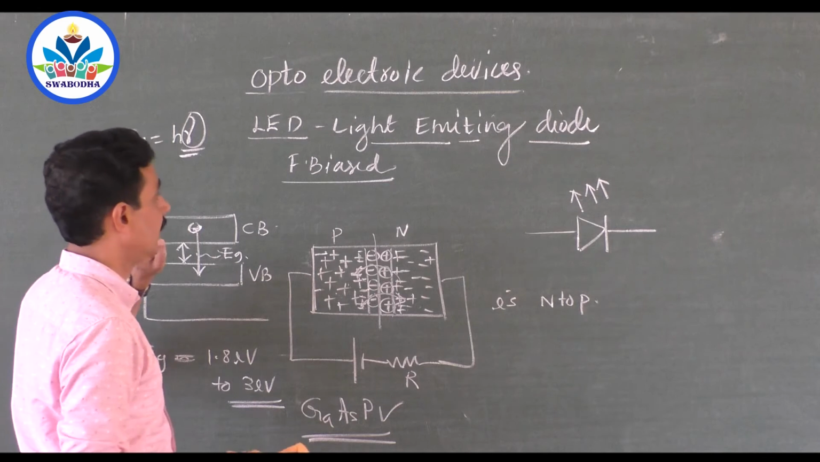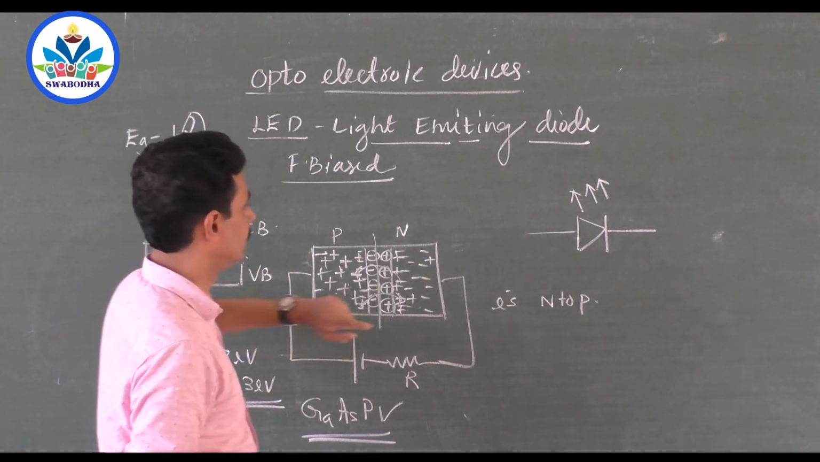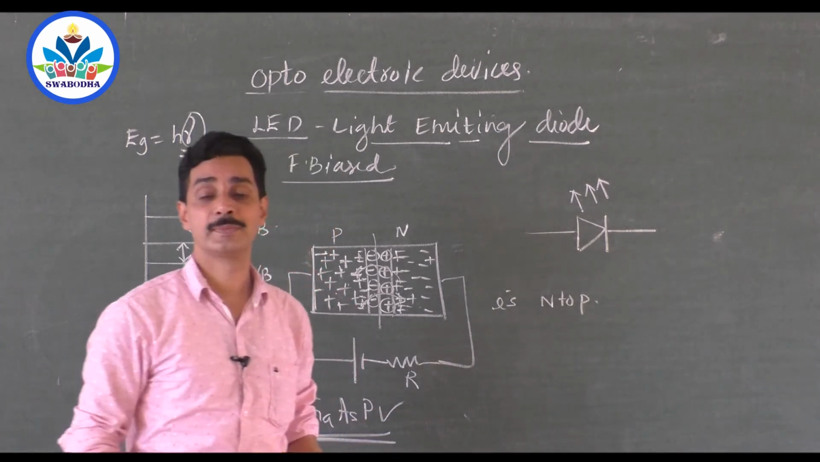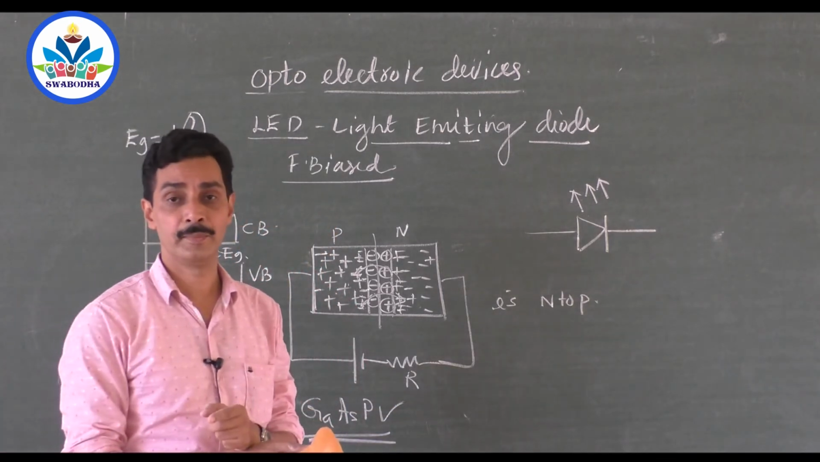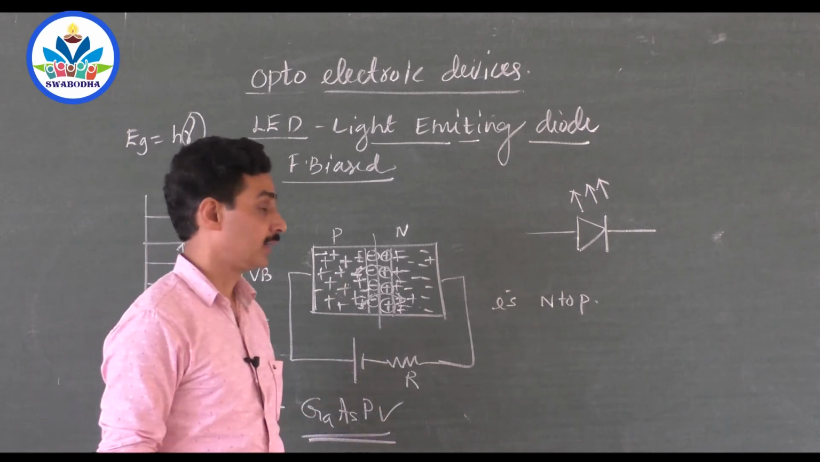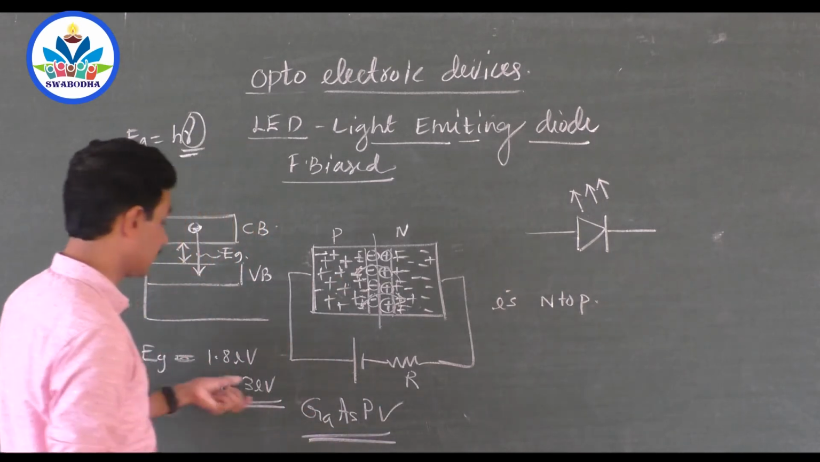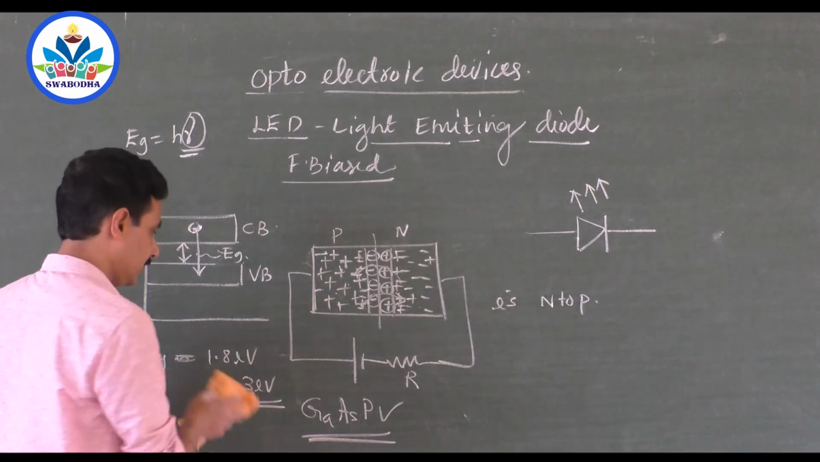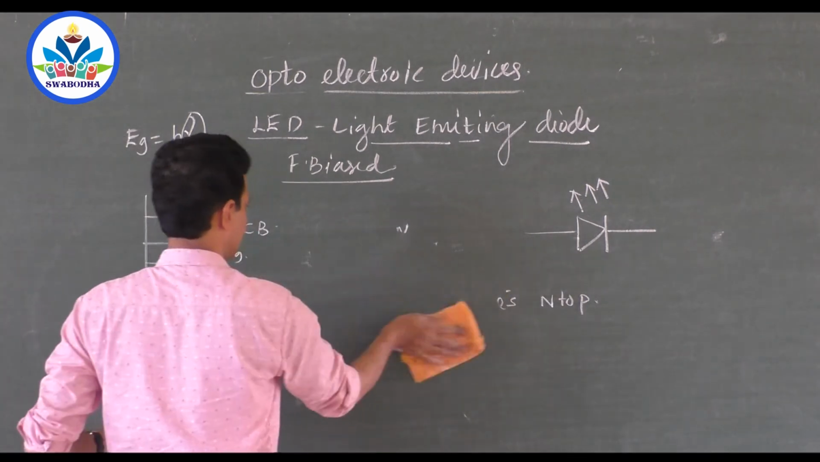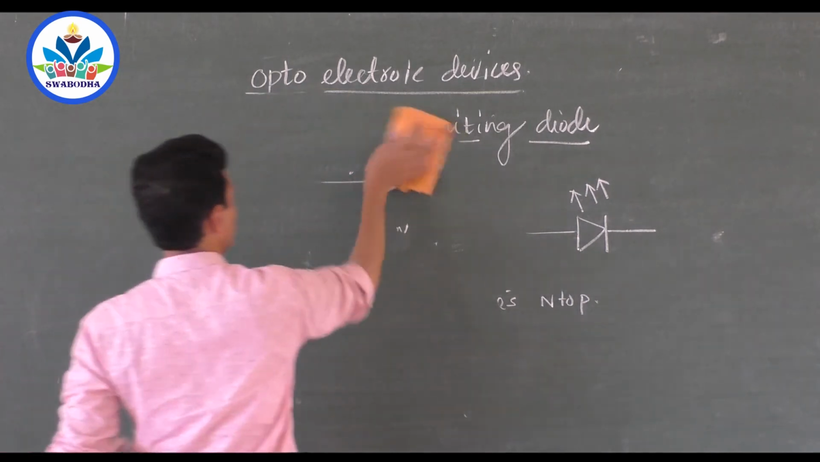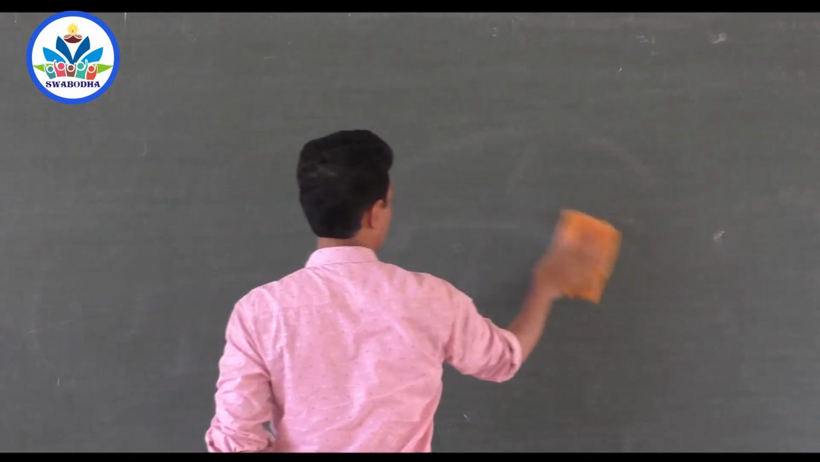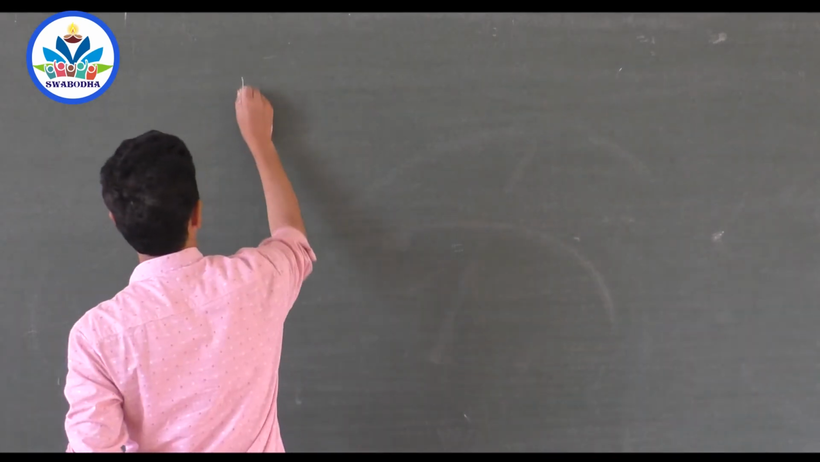LEDs, light emitting diodes, are not bulbs, they are forward biased PN junctions. Electrons and holes are made to recombine, and the light energy is emitted. And the energy gap for the material chosen should be in this range, otherwise it will not be in the visible form, and you can produce light of different colors. Now we will go to one more, that is photocell. What is a photocell?